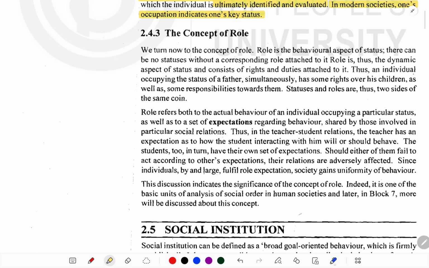The concept of role. We turn now to the concept of role. Role is the behavioral aspect of status. There can be no statuses without a corresponding role attached to it. Role is thus the dynamic aspect of status and consists of rights and duties attached to it. Thus, an individual occupying the status of a father simultaneously has some rights over his children as well as some responsibilities towards them. Statuses and roles are thus two sides of the same coin.